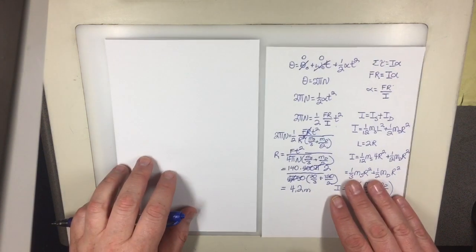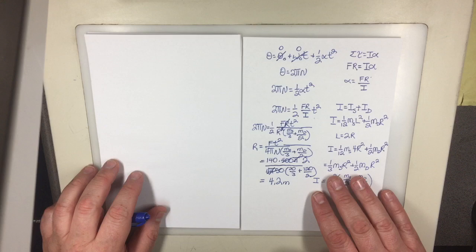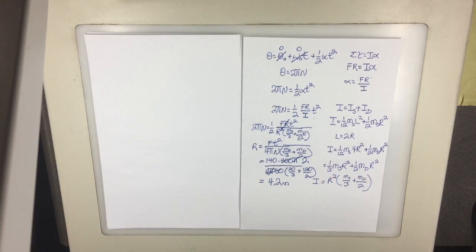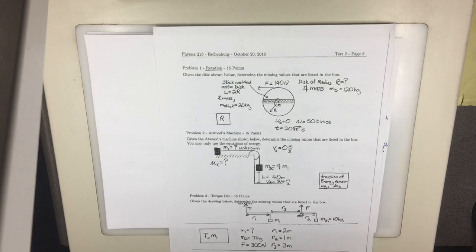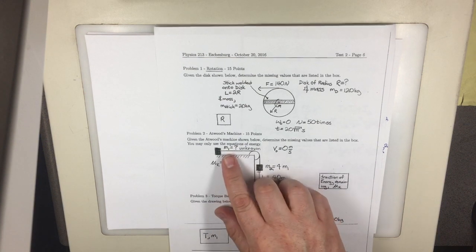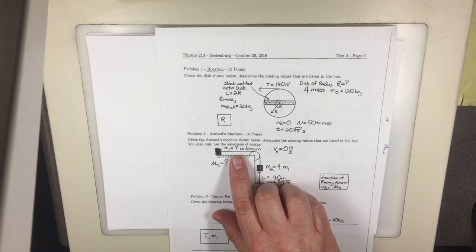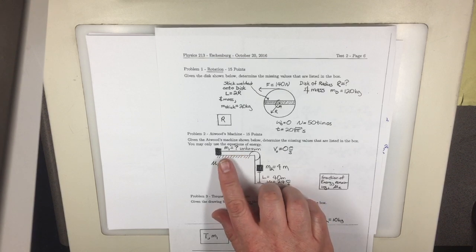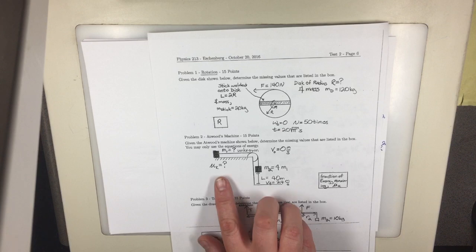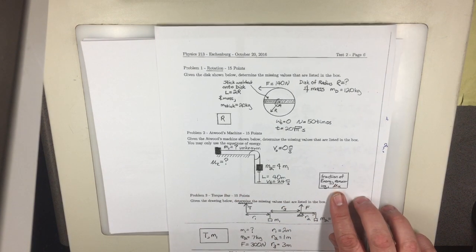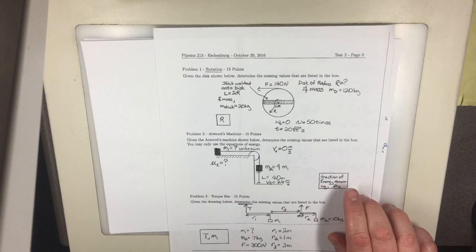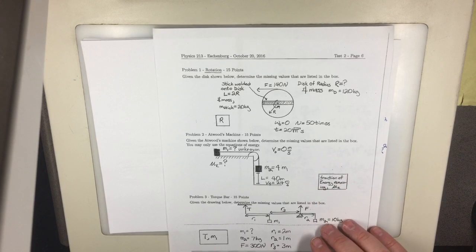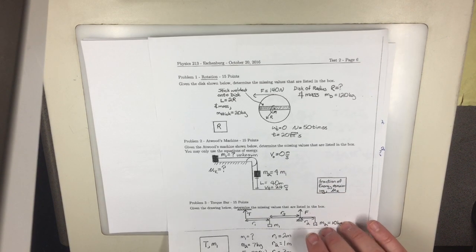Number 2, standard Atwood's machine with energy. When I meant by M1 is question mark, I wasn't asking for M1. I'm just saying that M1 is an unknown. I'm looking for mu sub k, that is in the box, and I'm looking for the fraction of energy remaining, or E final over E initial.